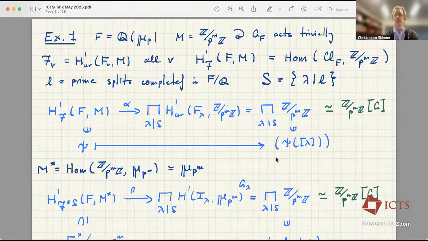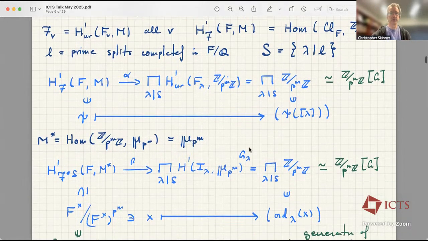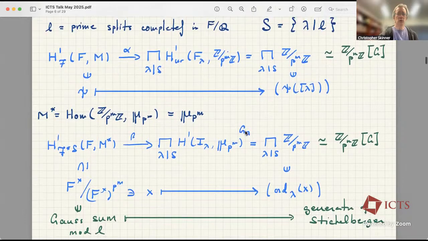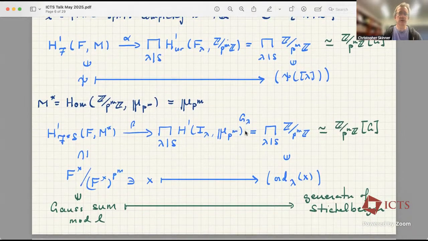And since L splits completely, we can easily see that we can identify this local target as a rank 1 module over the group algebra. That's also not so important. The dual module for M is just then the homomorphisms from Z mod P to the MZ into the roots of unity. That's naturally identified with the P to the mth roots of unity.